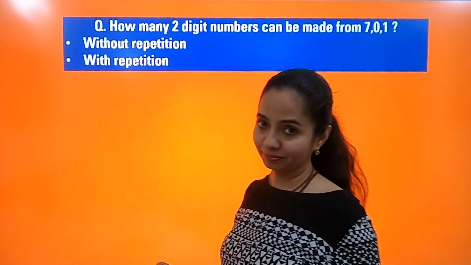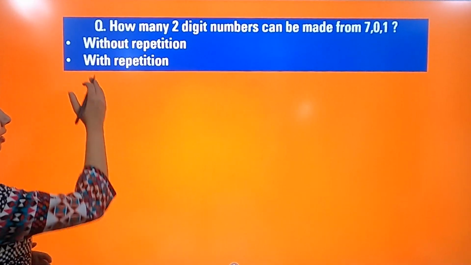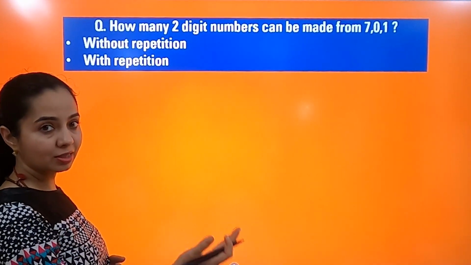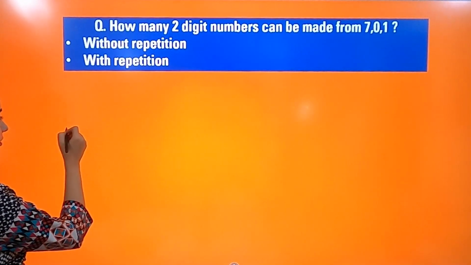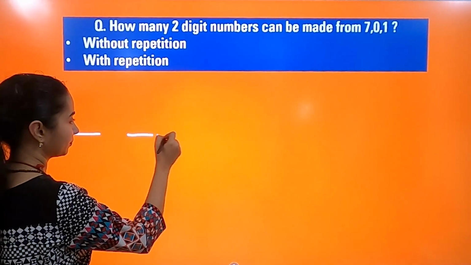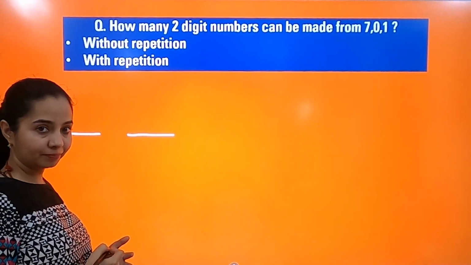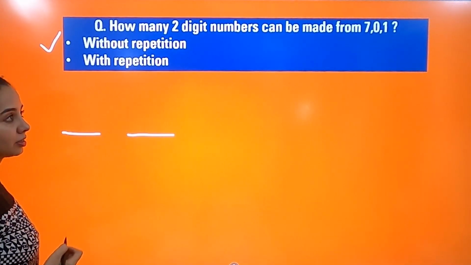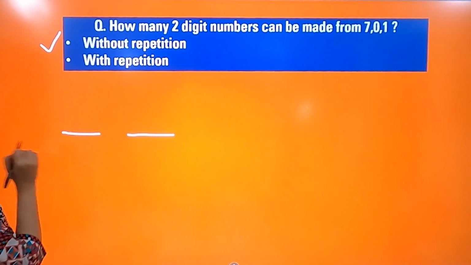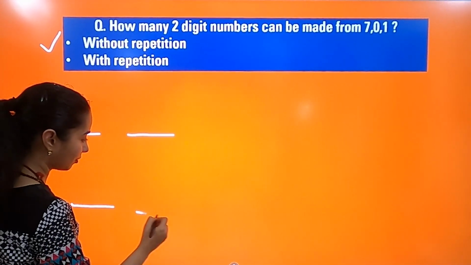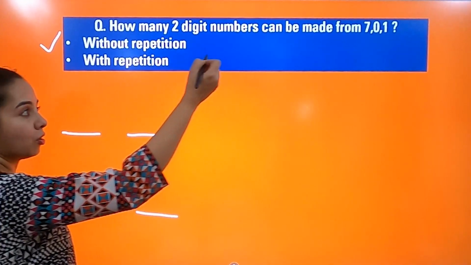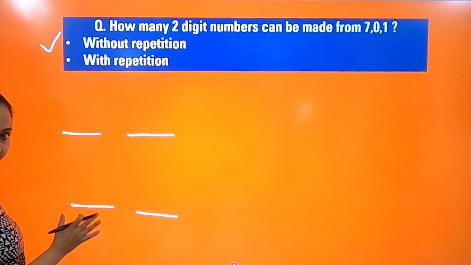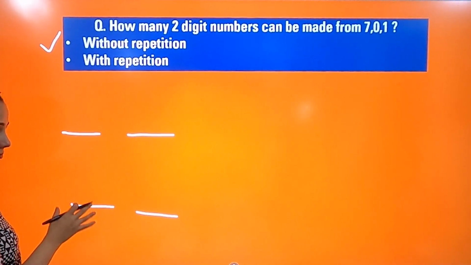Let's see with an example. So here in this question, how many 2-digit numbers can be made from 7, 0 and 1? It's a 2-digit number we have to make. So first let's start making the real combinations. So first we'll do it without repetition. So without repetition, how many options do I have for the first place? Do I have the liberty to use all the 3 digits 7, 0 and 1 here in this place?